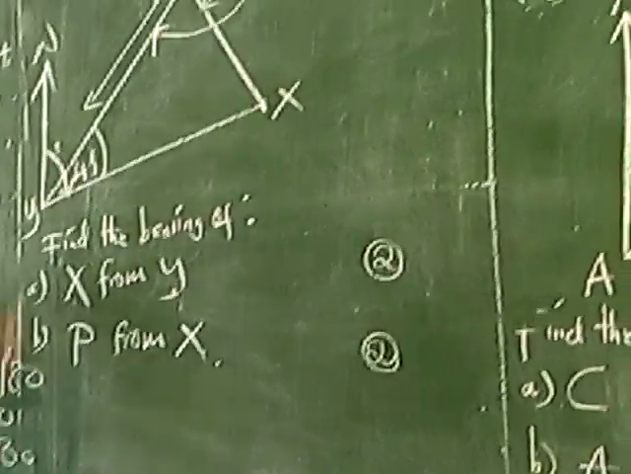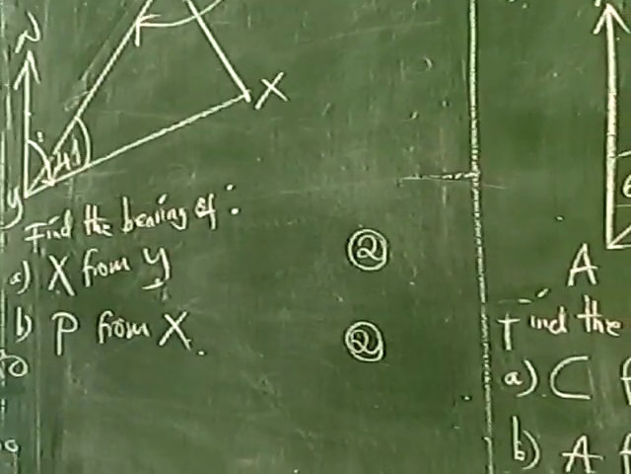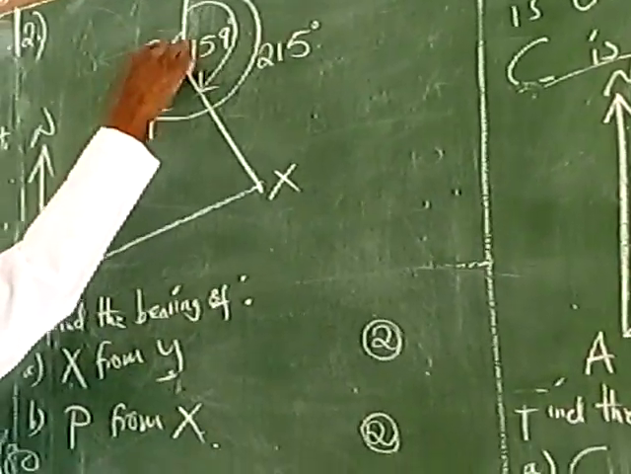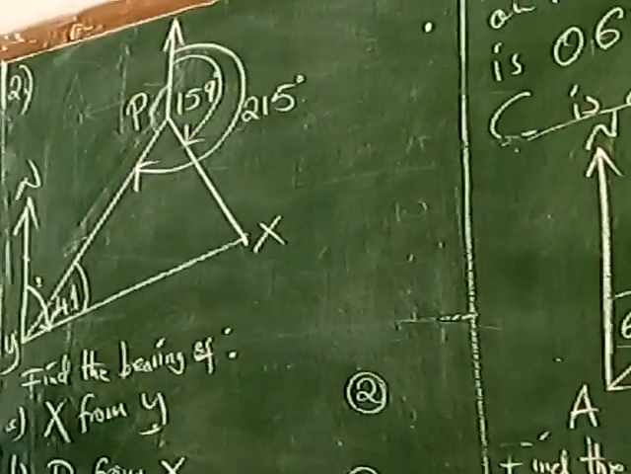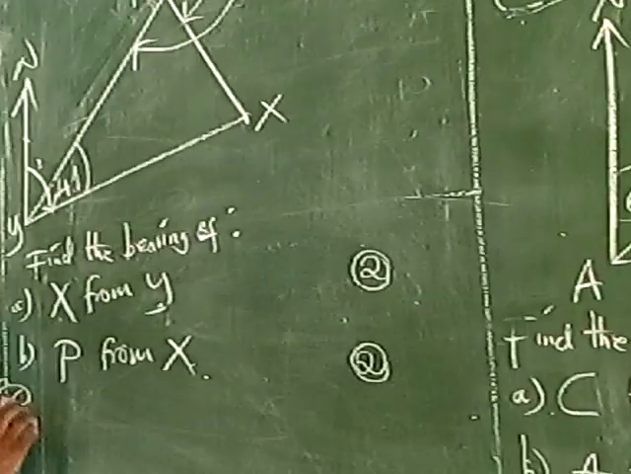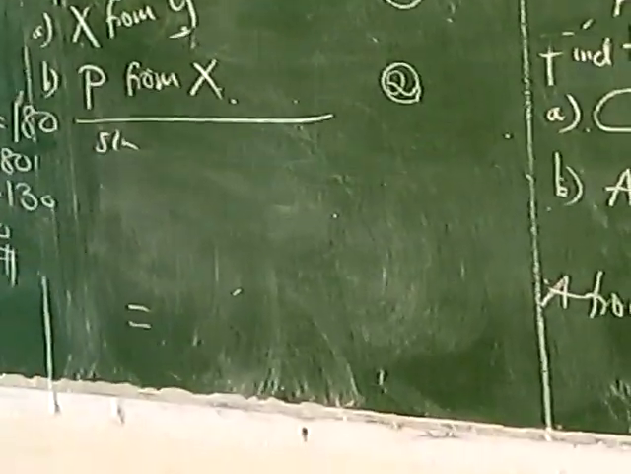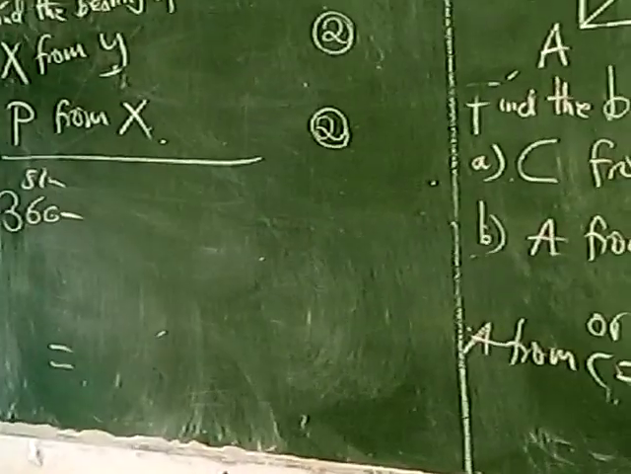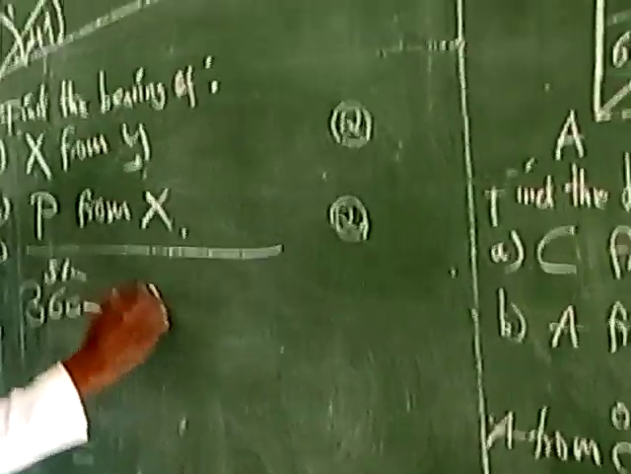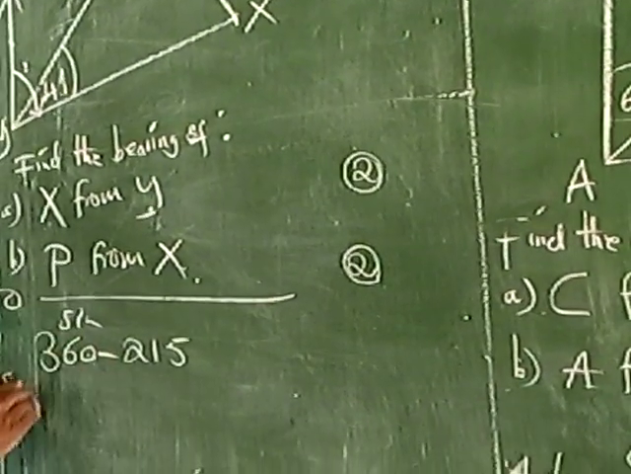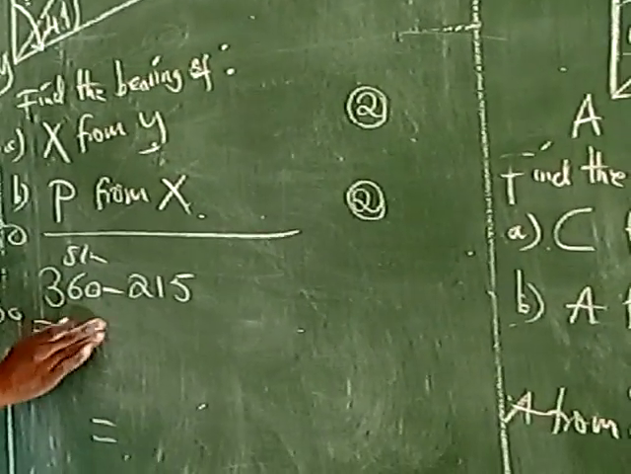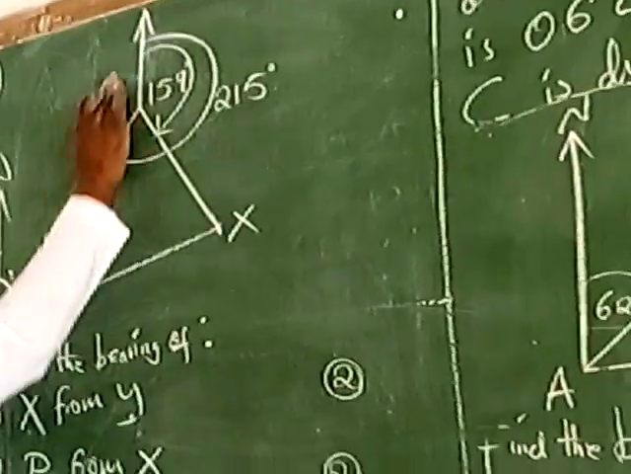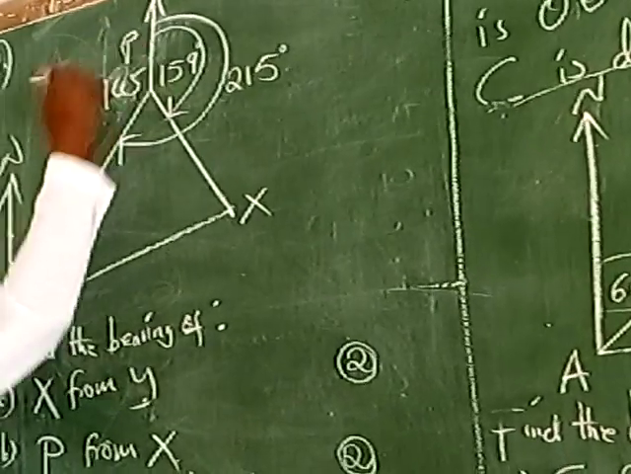You get? So let's get started now. The bearing of x from y. First thing that we need to do is to find this particular angle. So we'll say solutions. First thing, find this particular angle here. So it will be 360 degrees take away the 215. If you remove the 215, we have 145. Yes. So this one here is 145. Take note.